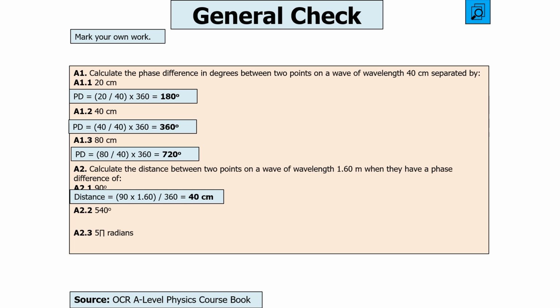So if you've got a phase difference of 90 degrees, that's a quarter of a wavelength. So that is a quarter of 1.60 meters, which is 0.40 meters or 40 centimeters. Now the next one's 540 degrees. So again, 540 degrees is actually going to be 1.5 waves. So therefore it is 1.6 plus 0.8, because it's 1.5.